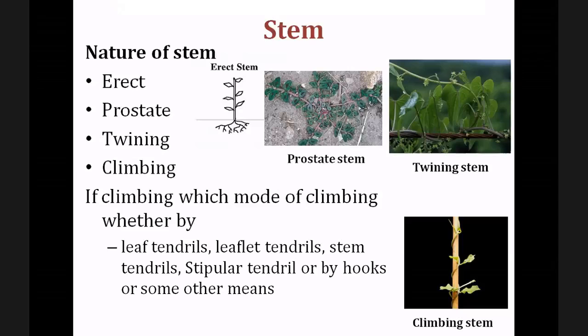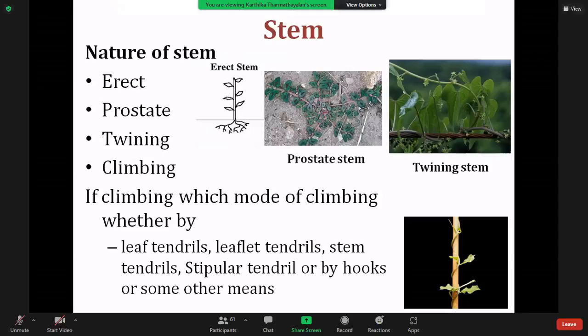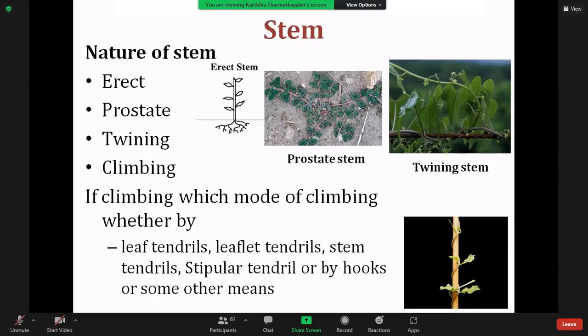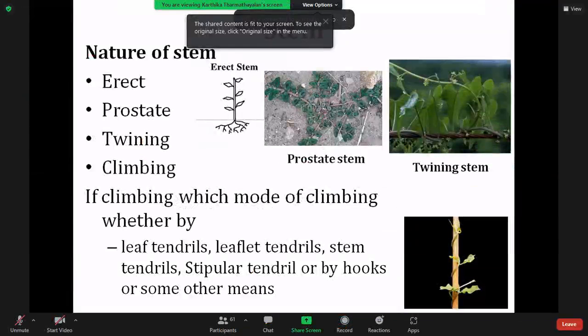The third category is the twining stem. Twining stem we call a twisted stem. This is also a herbaceous or woody stem. Then the climbing stem: this is a long, slender stem.